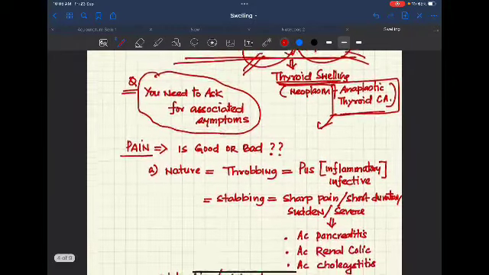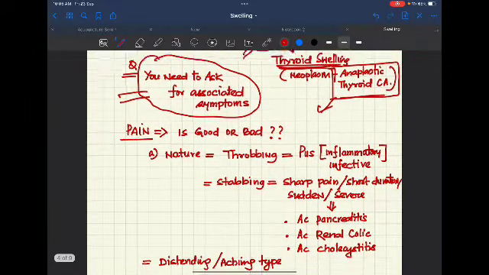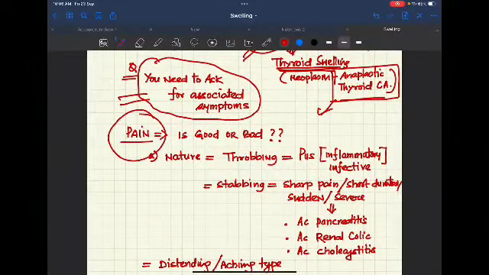Unless and until you ask this question, many of the patients may not tell you that he or she has other problems also. So you have to always ask. Now one important question is, is pain good or bad? It is good or bad, right? Pain is always a symptom, and it is a good symptom because it gives you an indication that something is going wrong inside your body.